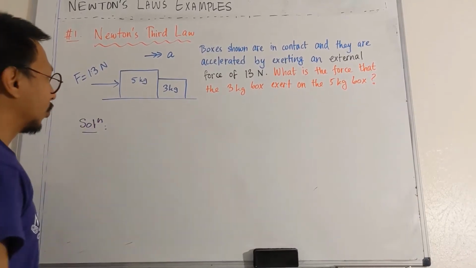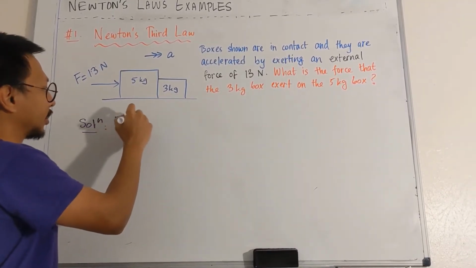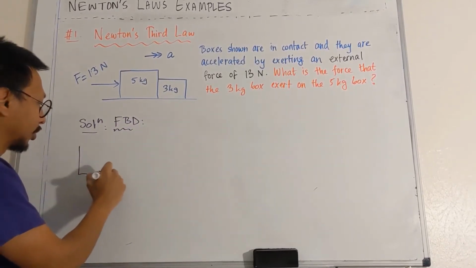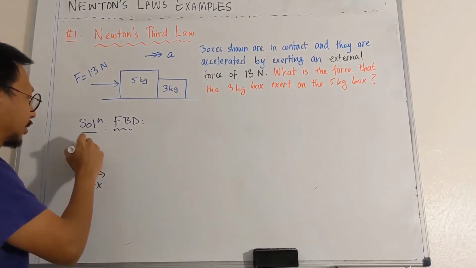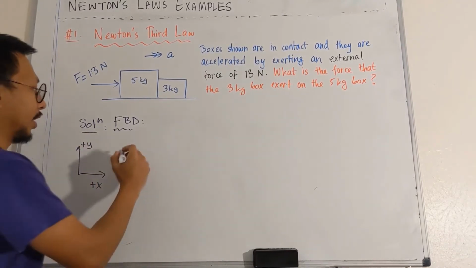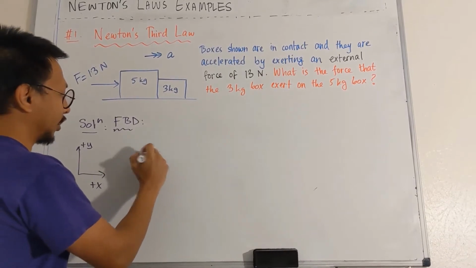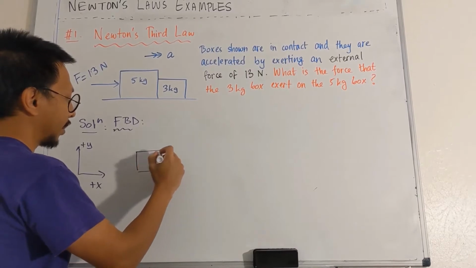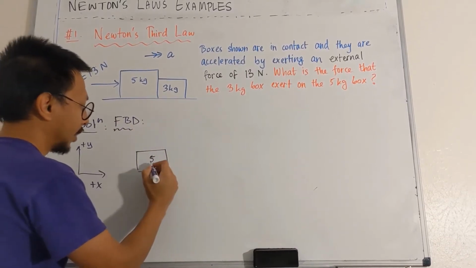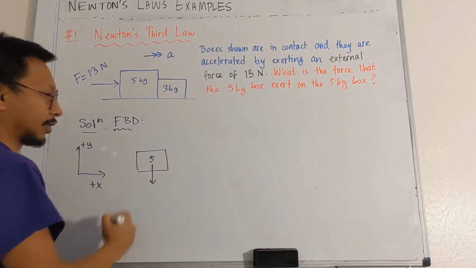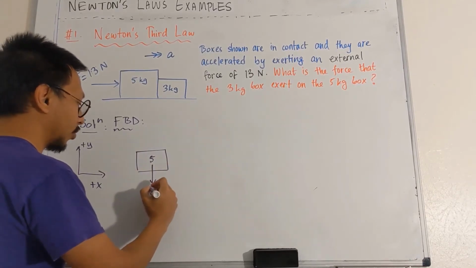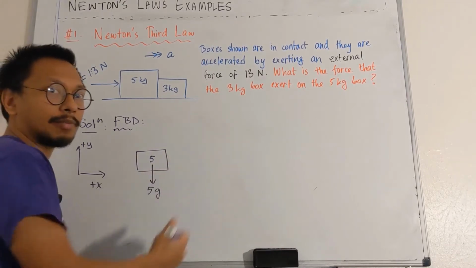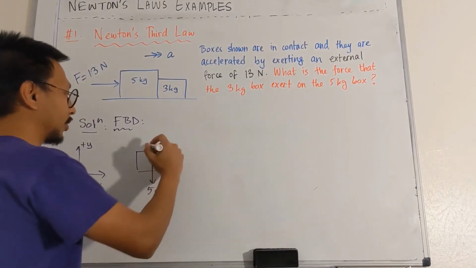First of all, as always, we draw our free body diagrams. Since we have two objects, we will draw two free body diagrams. We choose our axis, plus x plus y, and the first object is the 5 kilogram box. Let's call it 5. The forces are its weight, so 5 times g. It doesn't mean 5 grams. This means 5 times 9.8. That's the weight of the box.